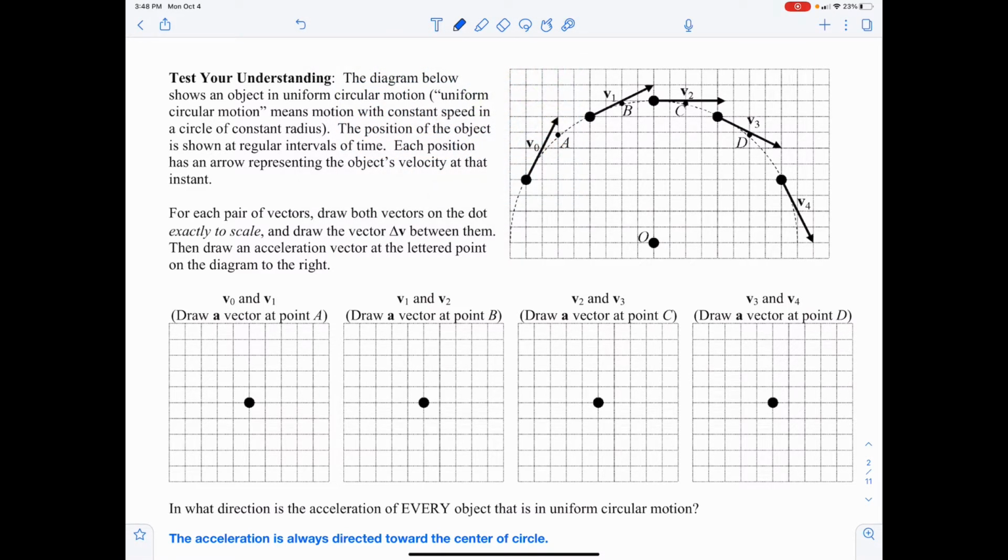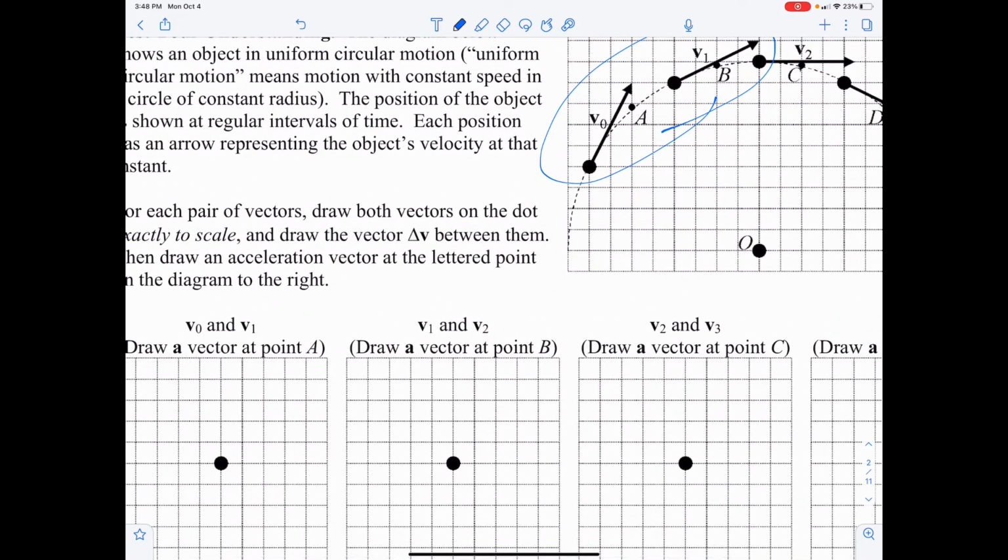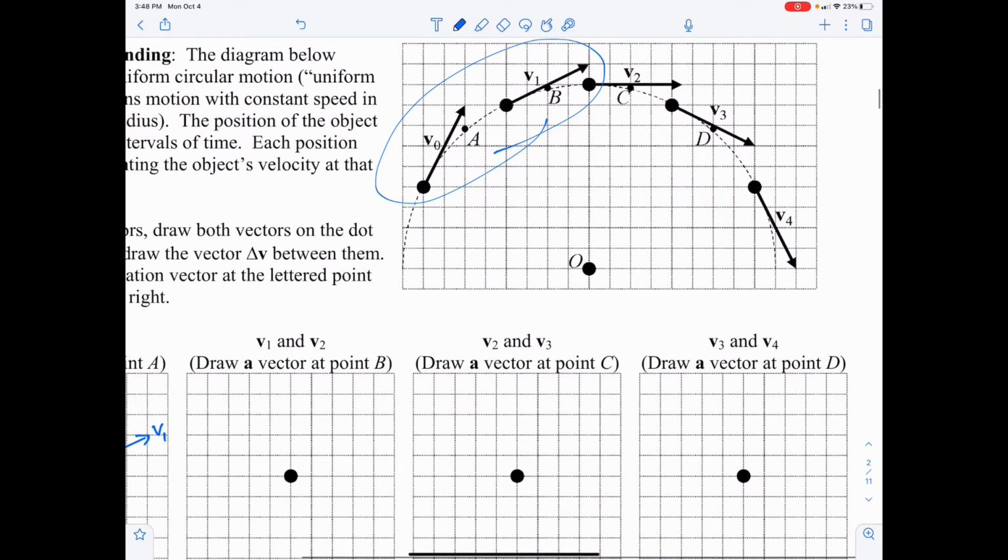Again, let's first draw the vectors. V naught, as we're looking at in the picture here, we're going to plot V naught and V1. Well, V naught is going 2 units over, 4 units up. V1 is going 4 units over, 2 units up. So let's go 4 and 2, and 4 would be like this. There's V naught. And we know that V1 is going 4 over, 2 up, just like that. Again, let's draw the vectors first, then we'll deal with delta V. Okay, we know V1 is going 4 units over, 2 units up.